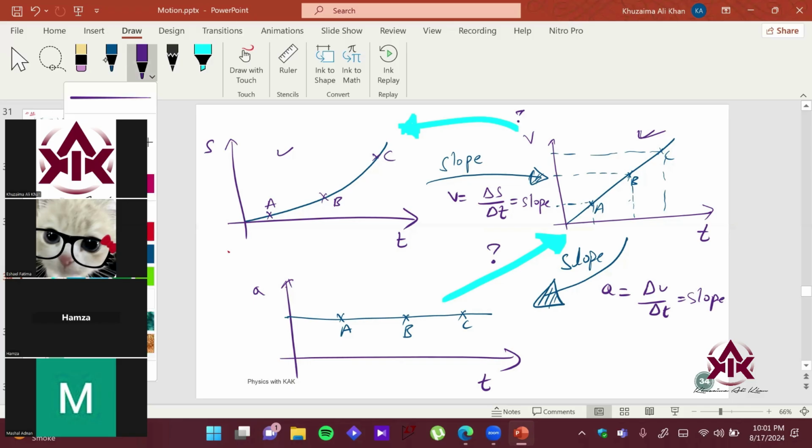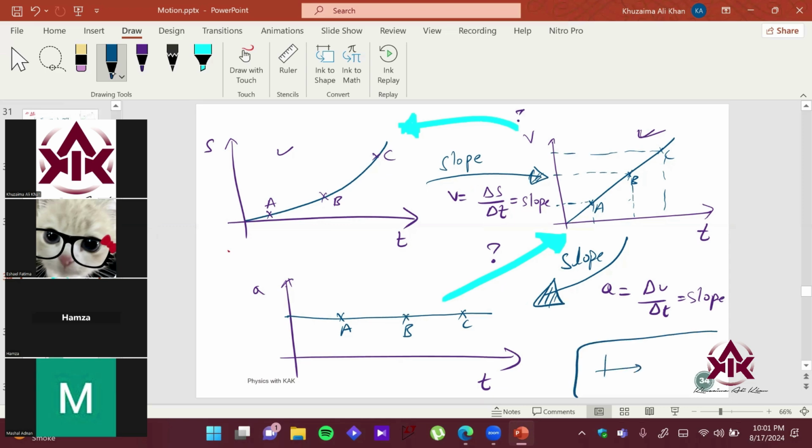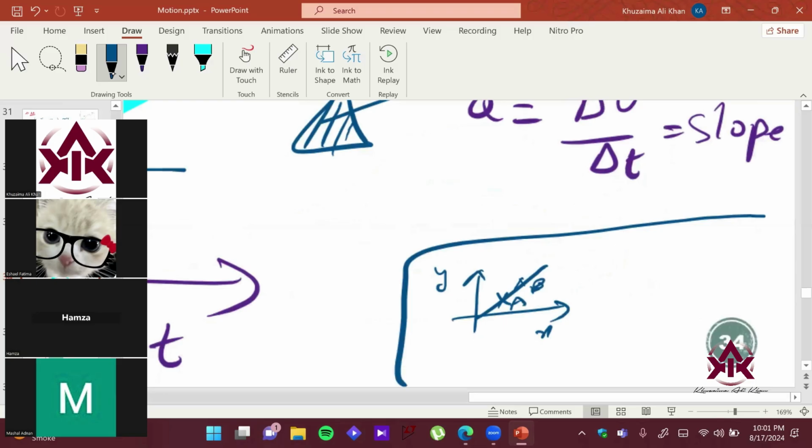आप इफ यू रिकॉल फ्रॉम योर बेसिक मैथ्स क्लास, let's say this is y-axis, this is x-axis. आपके पास straight line है, and you have multiple points on the straight line. You have point A, you have point B, and you have point C, right?